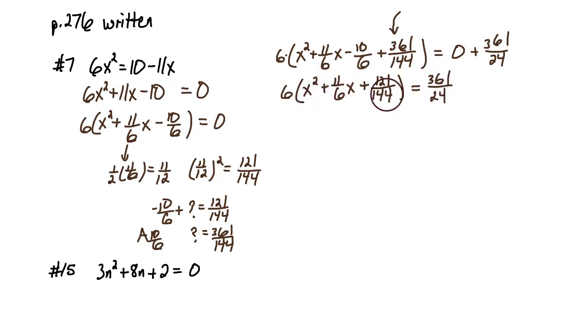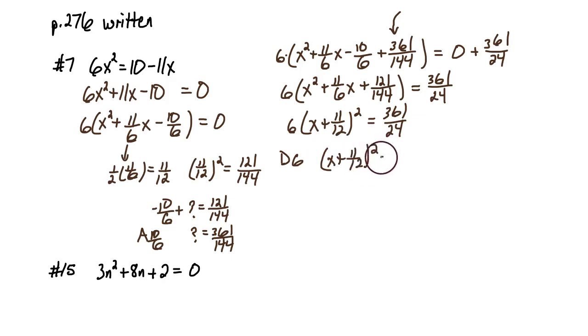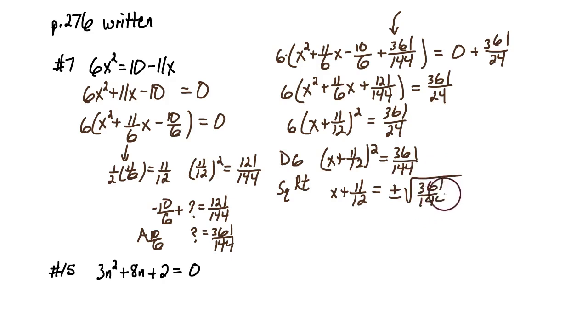The trinomial is now a perfect square trinomial, which factors as x plus 11 over 12 squared. Now divide both sides by the 6. Then take the square root. On one side we get x plus 11 over 12. And on the other side we get the positive and negative square root of 361 over 144.